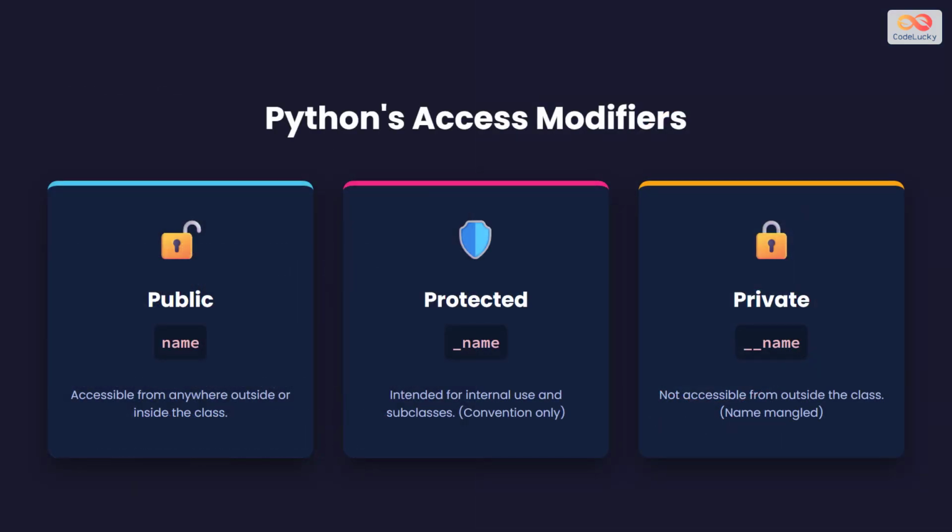In Python, we manage access using 3 distinct levels: public, protected, and private. Unlike some other languages with strict keywords, Python uses underscore prefixes to denote these levels. Public members have no underscore, protected members use a single underscore, and private members use a double underscore. Let's look at each one.